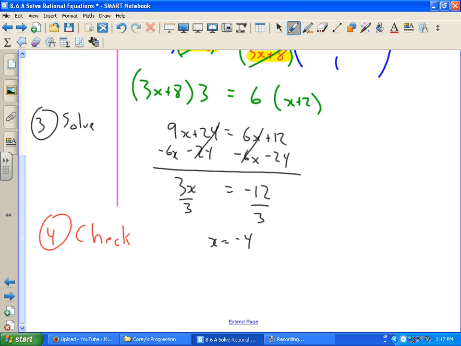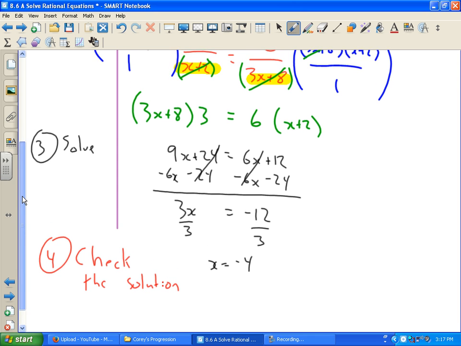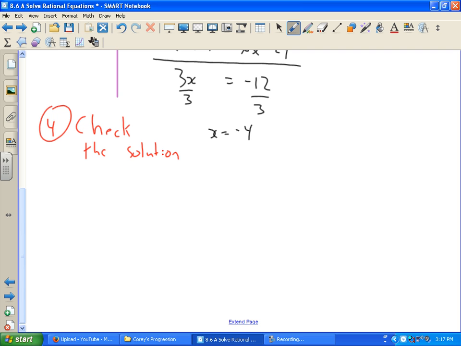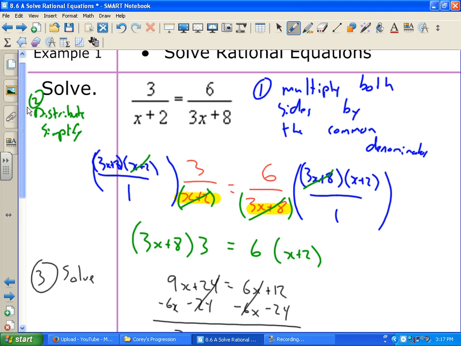Check the solution. Okay, we have x equals negative 4. We just need to make sure that it works. Always plug it into, and I'm going to write it right here, original equation. Okay, so our original equation, 3 over x plus 2 equals 6 over 3x plus 8.